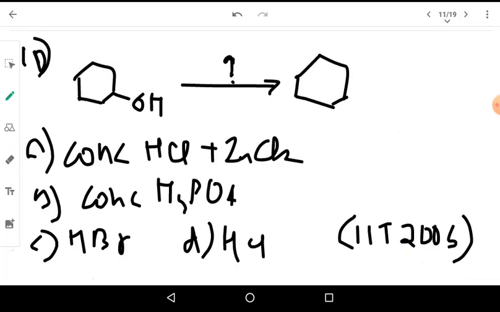Next question. To carry out the following reactions, we can carry out in the presence of concentrated H3PO4. This is also used.